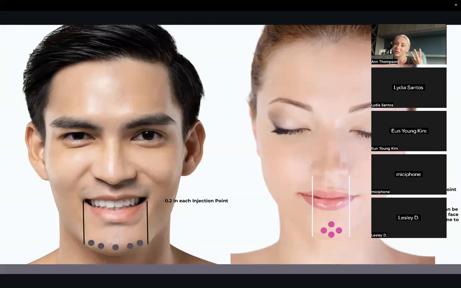For a female, you can see it's only 4 injection points, and they're in more of a diamond pattern because, again, you want to stay with that feminine anatomy. And I usually do 0.1 in each injection point. Now, that doesn't mean that I'm totally done after I've done only 0.4. I can go back and add more in each of those injection points, but I only do 0.1 at each time, but I will use the entire syringe.